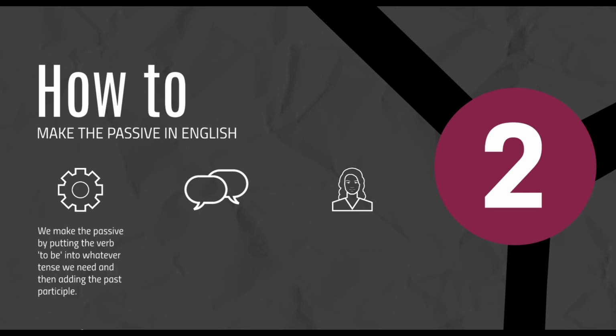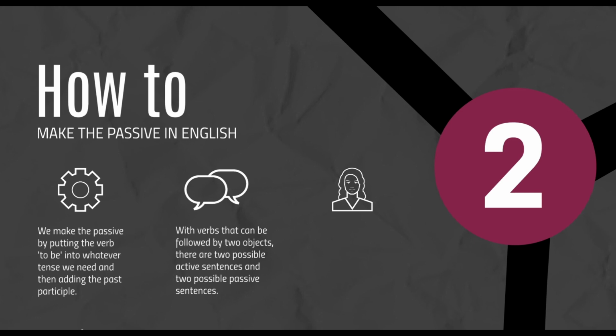We just need the verb to be plus the past participle of the verb that is used in the active voice. Some verbs, such as give, can have two objects. For example, he gave me the book. Both me and the book can become the subjects of the passive voice sentence, depending on what we think is more important.